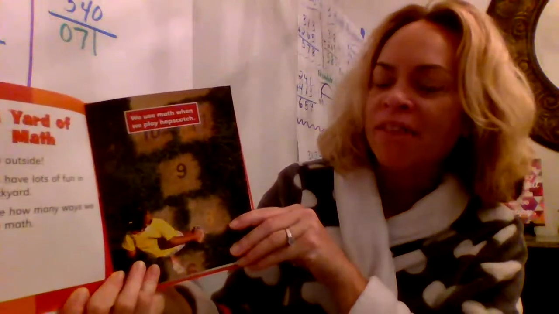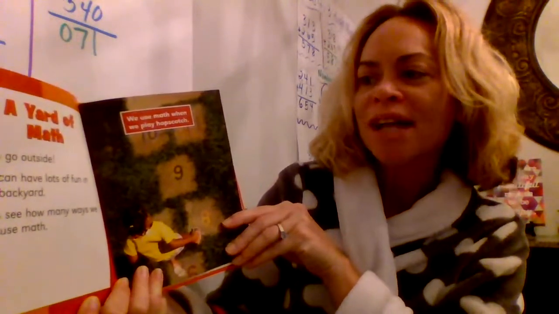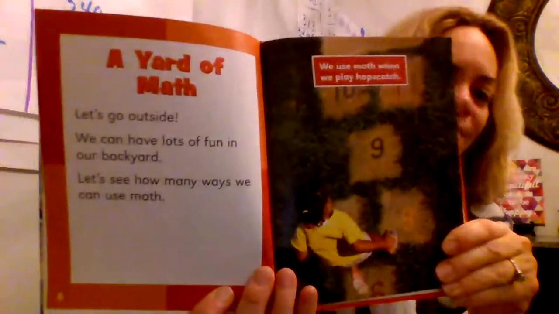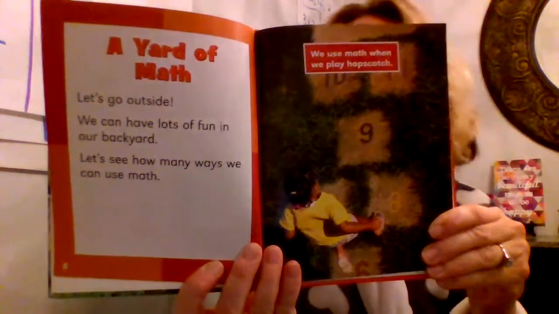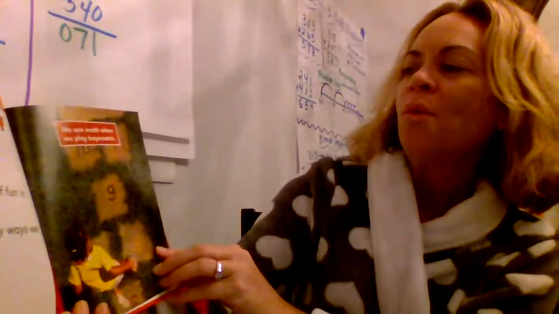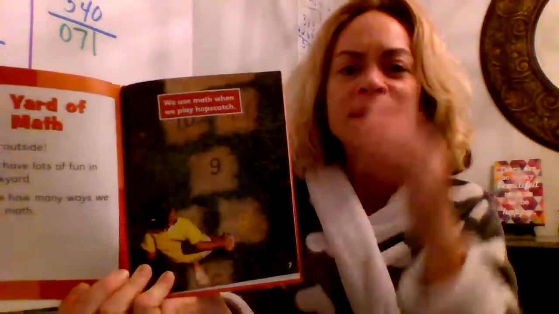A yard of math. Let's go outside. We can have lots of fun in our backyard. Let's see how many ways we can use math. How is she using math here? We use math when we play hopscotch. Okay, and then we'll talk about how when we meet live and we talk about the story. Real quick, before we get into the math lesson, we'll talk about how she's using math during hopscotch.